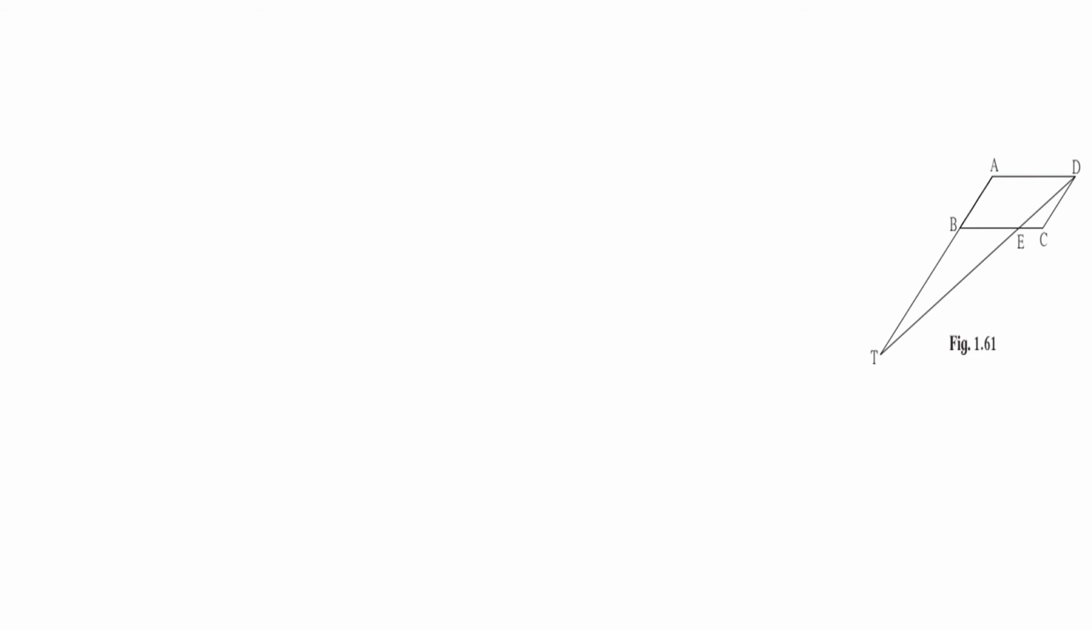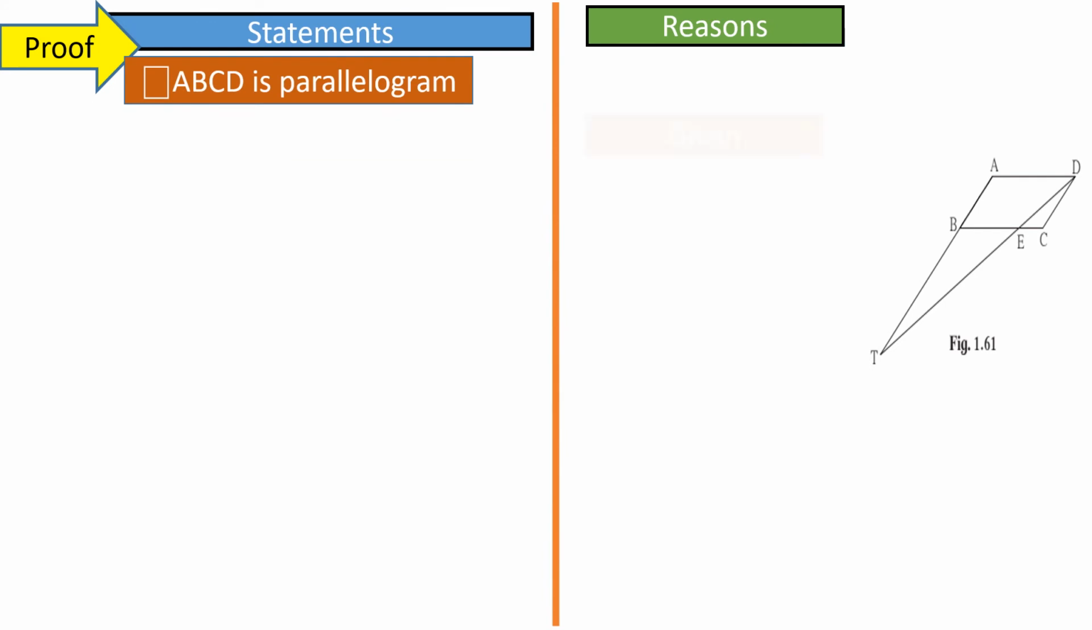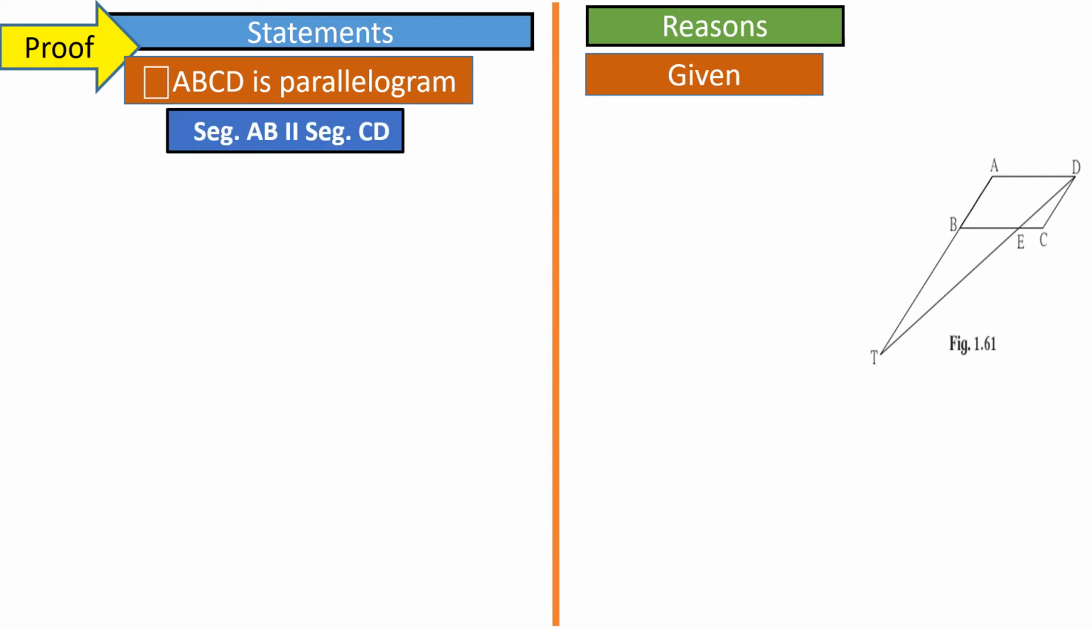Let us divide our screen into two parts, statements and reasons. So first given is quadrilateral ABCD is a parallelogram. Reason we'll be writing is given. What we'll be using from this is, we know segment AB is parallel to CD. Opposite sides of a parallelogram are congruent.